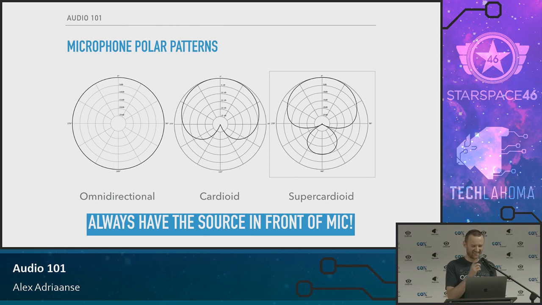Cardioid mics, and I think this mic is a cardioid mic, if I remember correctly. The top of this diagram is the front of the mic. So it picks up sound at full strength in front. But as you start going to the side, the signal level drops. If you're at 90 degrees, the signal level drops by 5 decibels. If you go to 120 degrees, it goes to -10 decibels. And if you go all the way behind it, it doesn't pick up anything at all.